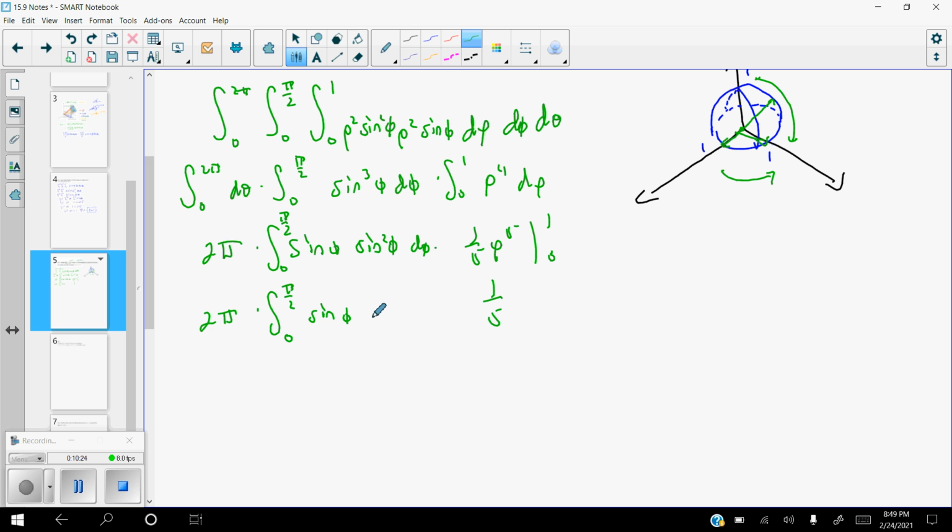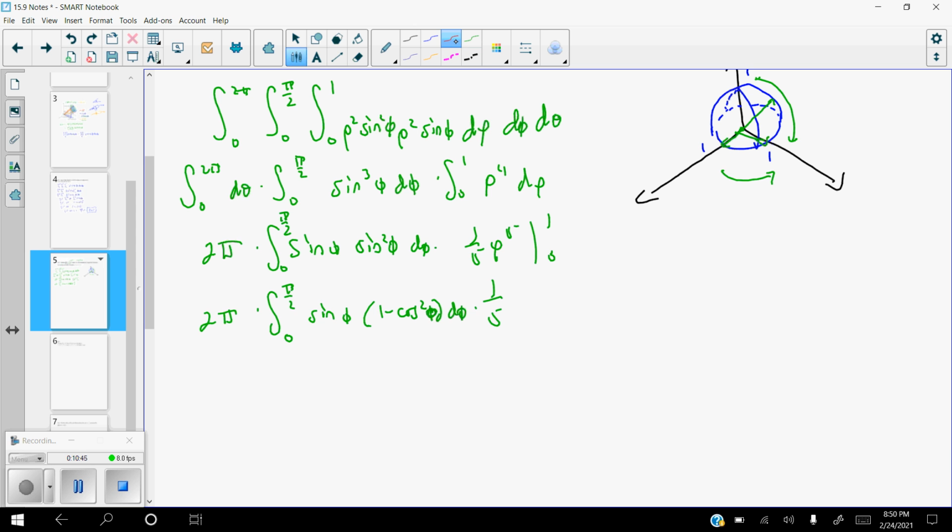This goes back to higher order trig integrals. Oops, that should be a phi. Higher order trig integrals that we did as something that's technically not covered on your AP test. All right, so now what are we going to do with this?